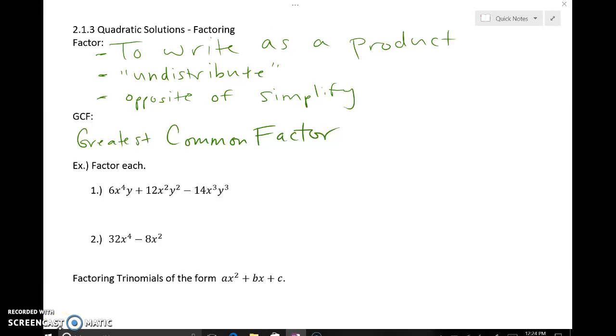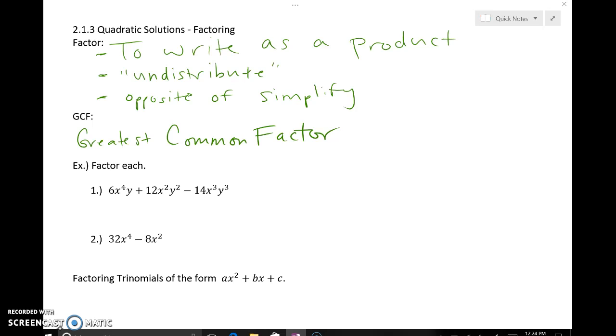Okay, so this is the first part of our factoring lessons. I'm going to talk about factoring trinomials with a leading coefficient of 1 or greater, and I'm going to show you how to factor using the grouping method. All right, first to be able to do that, I just need to get a couple definitions down.